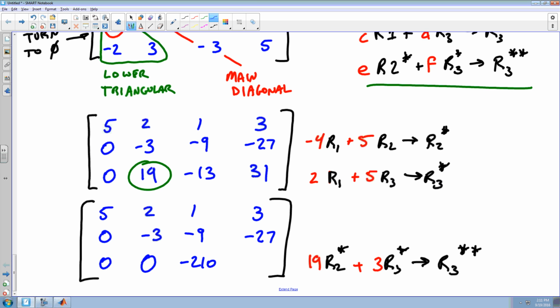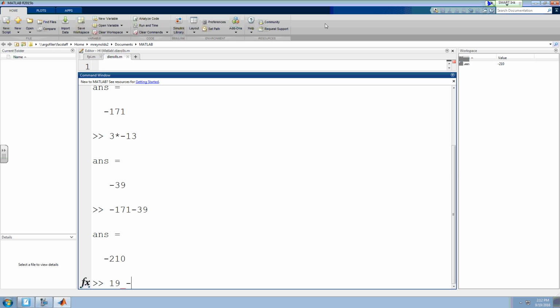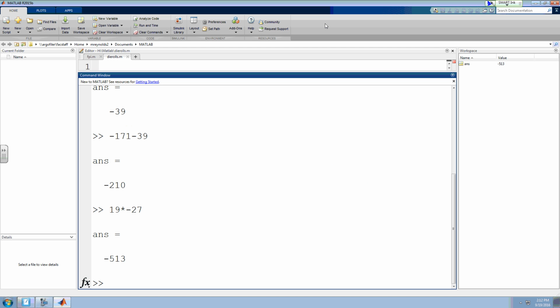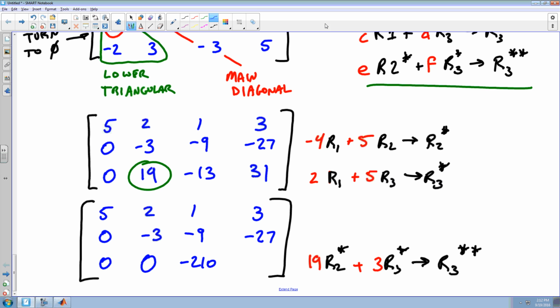And the last one, also kind of messy. 19 times minus 27. Oops. You'll see it gets easier. Minus 513 plus 3 times 31. So you got minus 513 plus 93, minus 420. Okay, that looks messy, but it's really not.